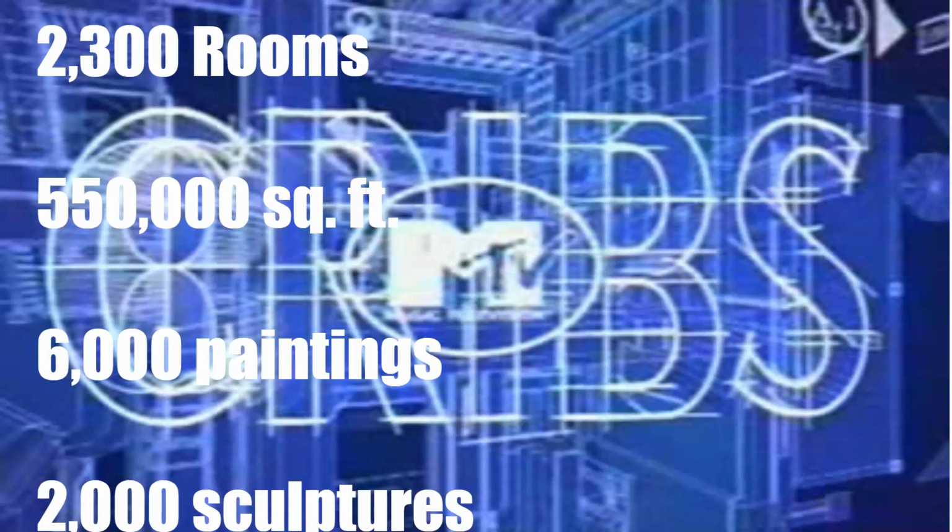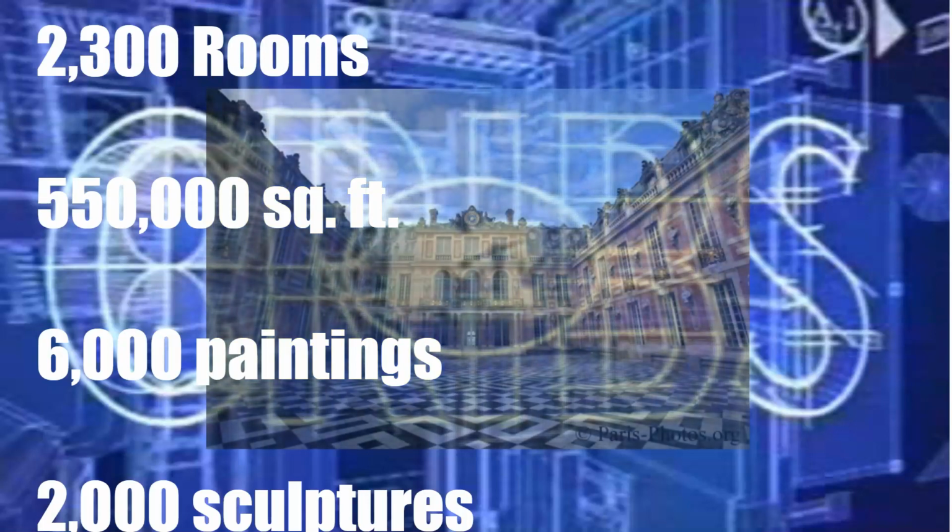This is King Louis's MTV Crib episode. He's got roughly 2,300 rooms in this palace. Yes, I said that right. 2,300 rooms, over 550,000 square feet, roughly 6,000 paintings lived within the halls and the rooms of this palace, and roughly 2,000 sculptures as well.